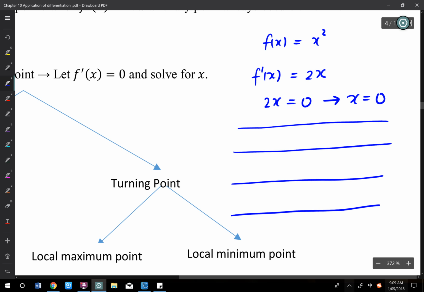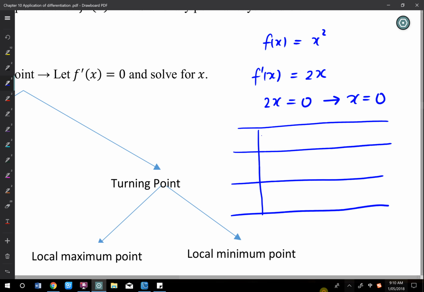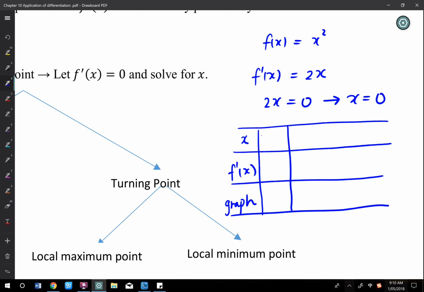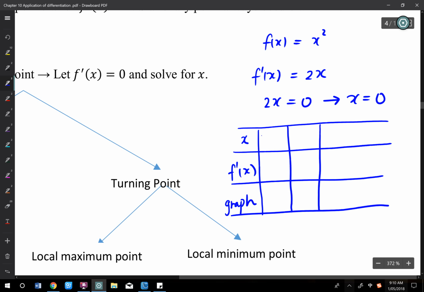We need 3 rows. How many columns we need depends on how many stationary points you have. The first row is x, the second row is f dash x value, and the third row is the graph. The first column is always empty because we need a left-hand side value. And then after that, we write the first smallest stationary point, the x value of the stationary points.